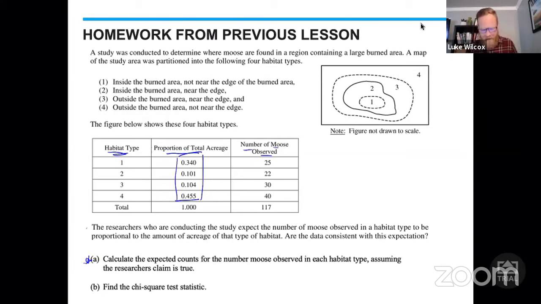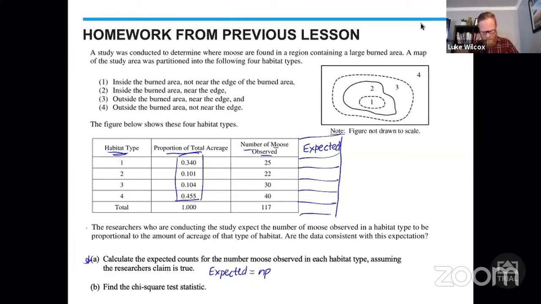Okay, so I'm actually going to just add on one more column here to my table, and this is where we're going to calculate our expected counts. All right, so let's just extend that table over, and let's think about how we would calculate those expected values. Okay, well, we know from yesterday that the formula for the expected values, we take the sample size n and multiply it by the proportion for that particular category. Now we know our sample size here, we got 117 moose total in this sample, right? So that's our n. And then the p is just going to come from the proportion of the total acreage.